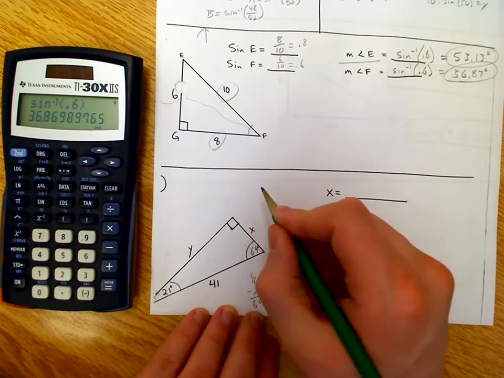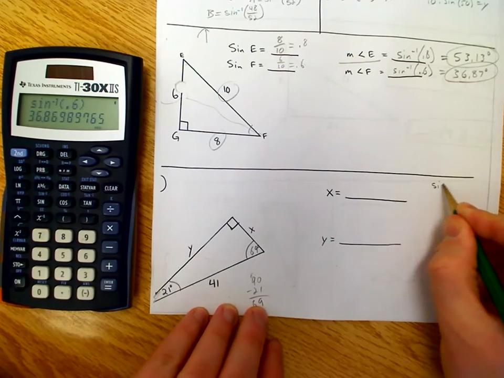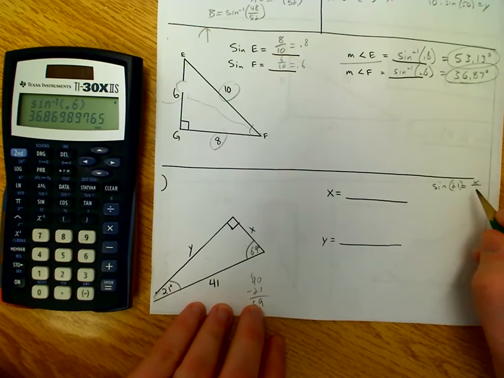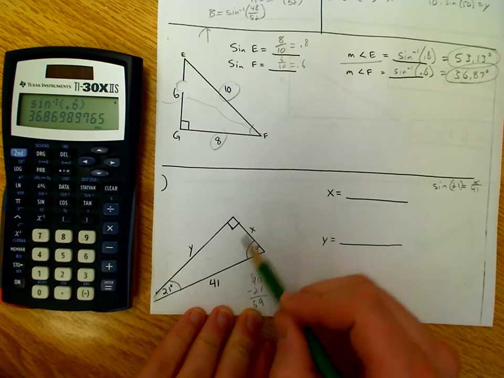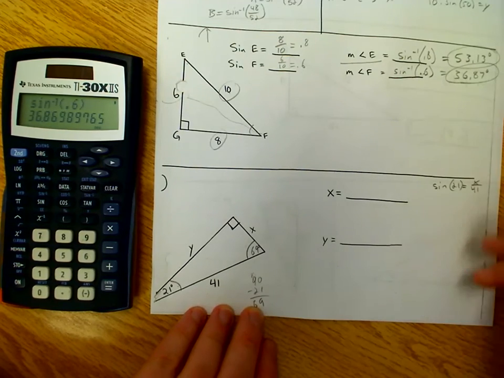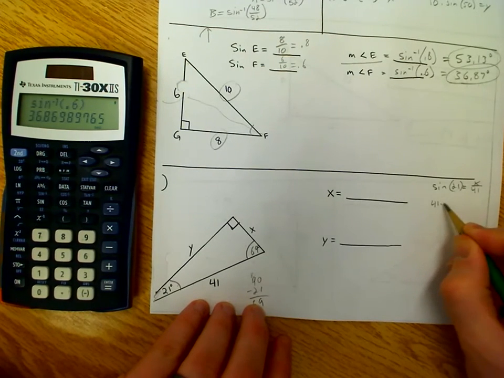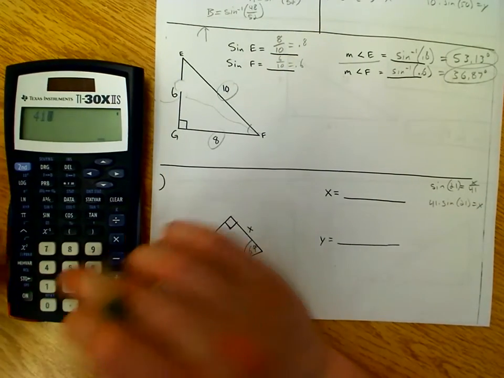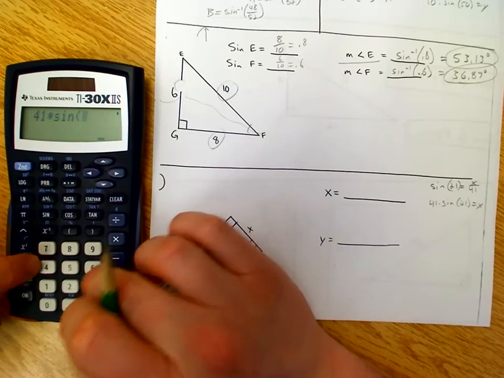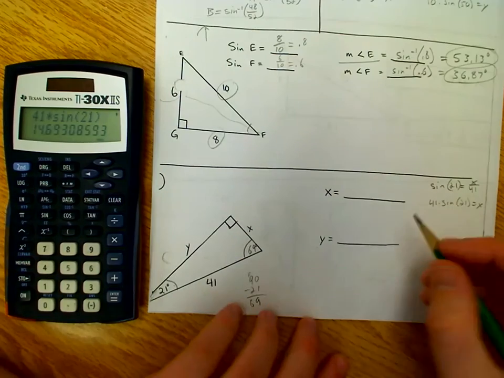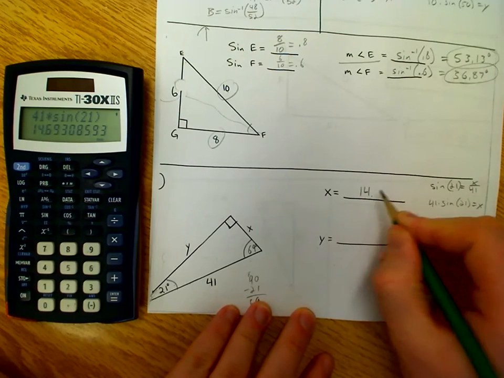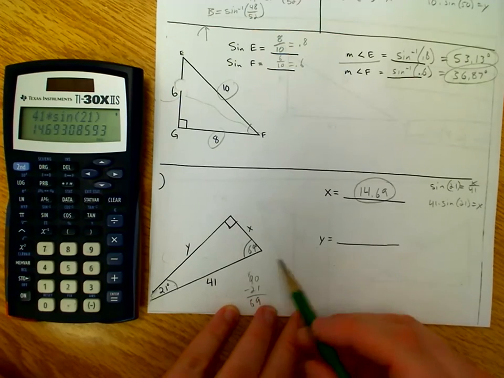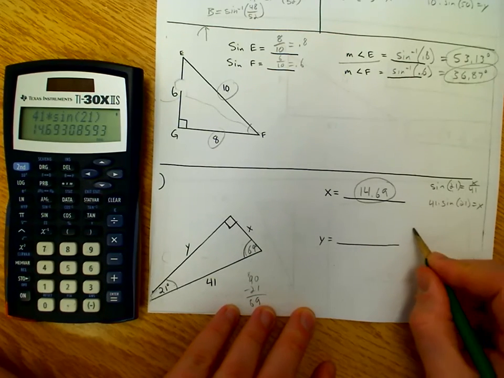So to find x, I know that the sine of 21 equals x over 41. Sine of 21 is opposite over hypotenuse. So 41 times sine 21 equals x. Plug that into the calculator. And I get 14.69.